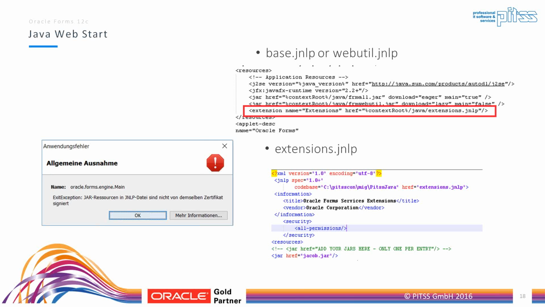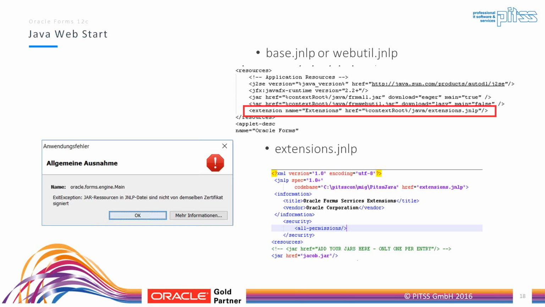Let's have a look at that base JNLP file. Here you can find the jar files needed and signed by Oracle. In this case, you see the frmall.jar and the frmwebutil.jar. No problem at the moment. The problem starts if you want to use the Jacob jar, for example, or your own jar files needed for your own application. Then you will get that error message on the left. Sorry for the German, but it means jar resources do not have the same certificate.